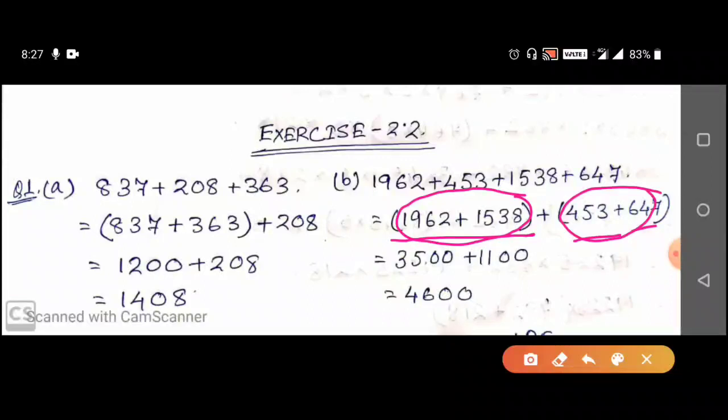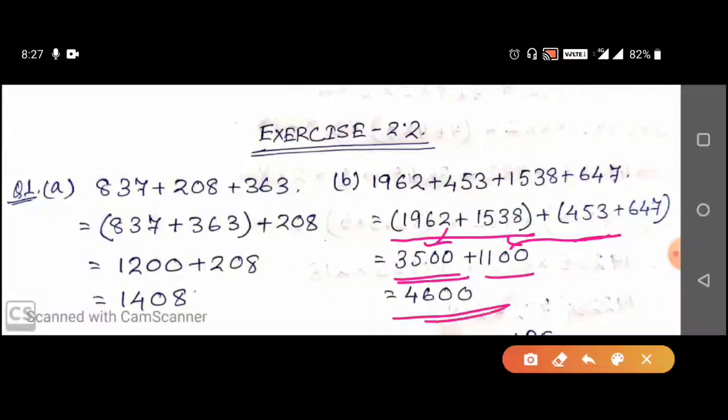Now for the first bracket, we have to add. For this, the answer is 3500 and for this the answer is 1100. After adding 3500 and 1100, our answer is 4600. So in this way you can add whole numbers by suitable arrangement. If you do suitable arrangement, then your solution becomes easier.